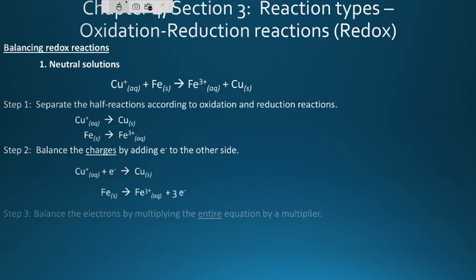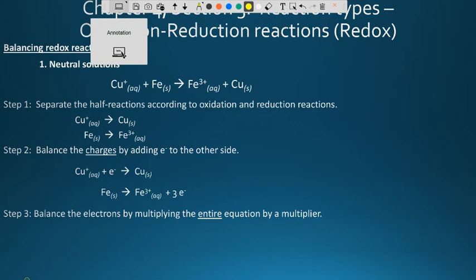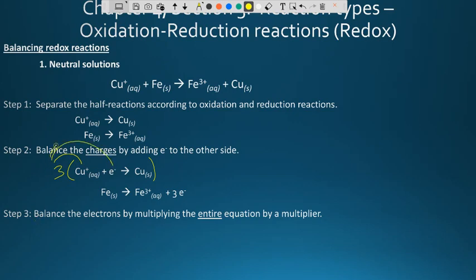Now the next step is to balance the electrons by multiplying the entire equation by a multiplier. The simple way is to see that I've got 3 electrons on this side, and I only have 1 up here on the reactant side. So I could multiply the entire thing by putting a 3 on the outside. But that means you're going to have to distribute the 3 to the copper, to the electron, and to the copper on this side.